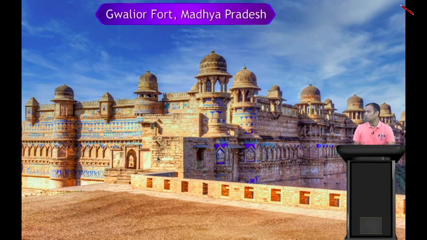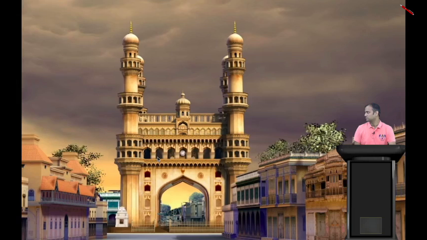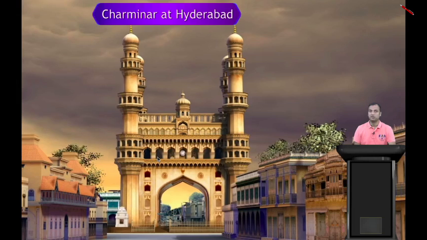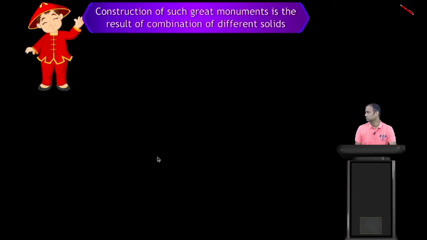Here also we have Gwalior Fort, Madhya Pradesh. It's a very beautiful fort. Again we have Char Minar at Hyderabad. So we have some very famous buildings. Now look here, the construction of such great monuments is the result of a combination of different solids. So we made some solids and then we made another solid, and after the combination we get these great monuments.